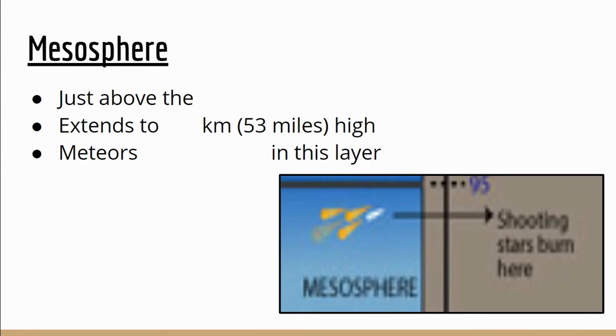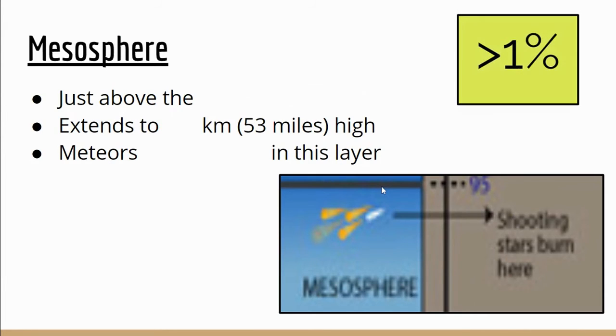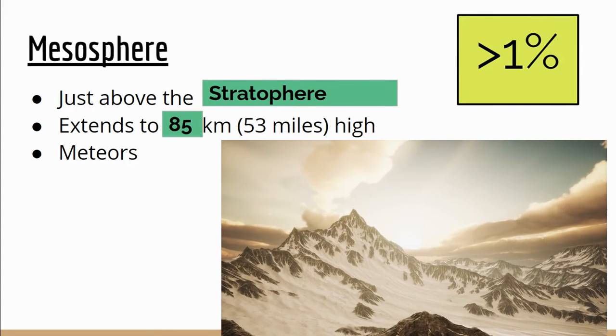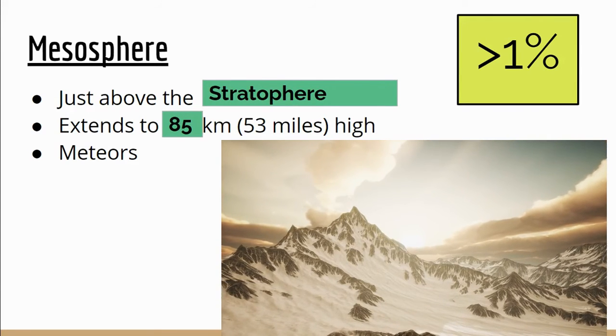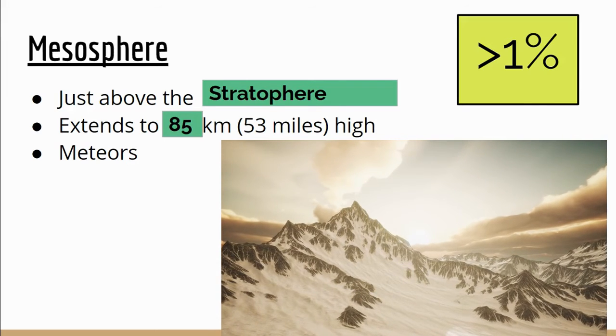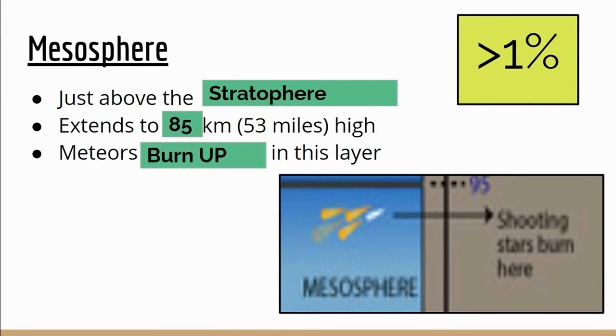The next layer is the mesosphere, and it's less than 1% of all of our gases. Now, what's interesting is you still can't breathe in the mesosphere. In fact, it's just above the stratosphere and it's extremely cold. It extends up to 85 kilometers or 53 miles high. That's taking Mount Everest and taking 9 of those Mount Everests and stacking them on top of each other. That's how high up the mesosphere is. But it has a very important role.